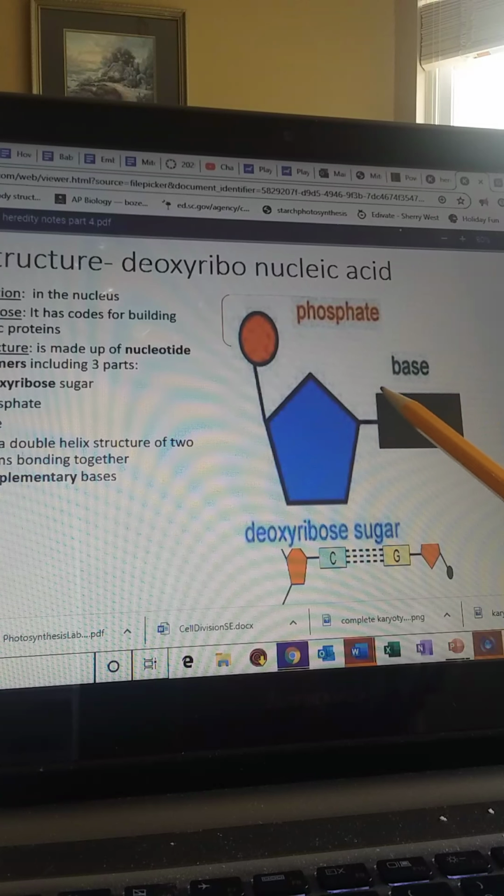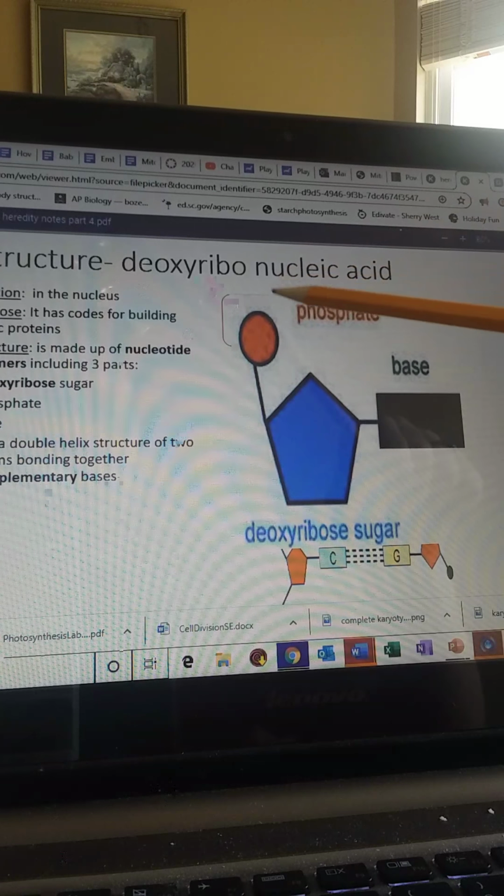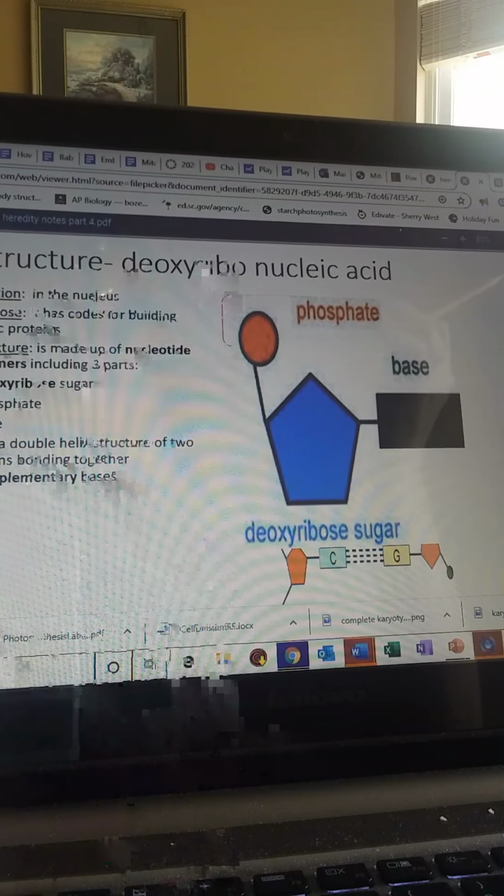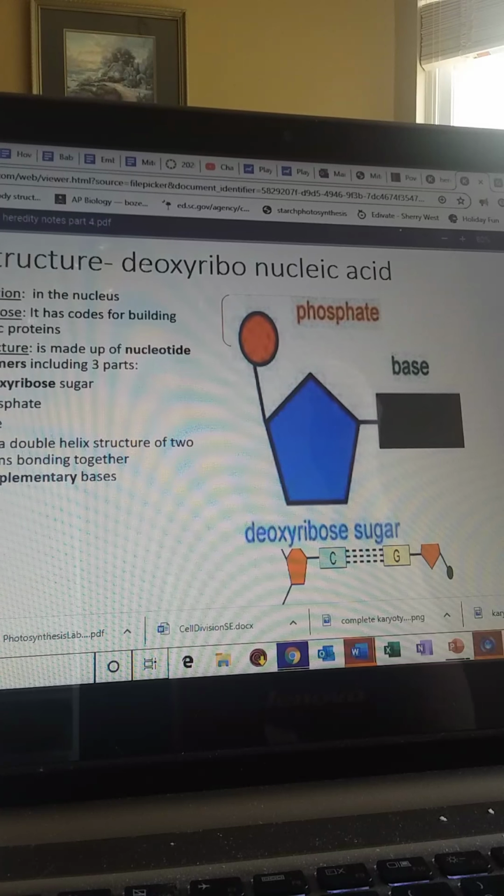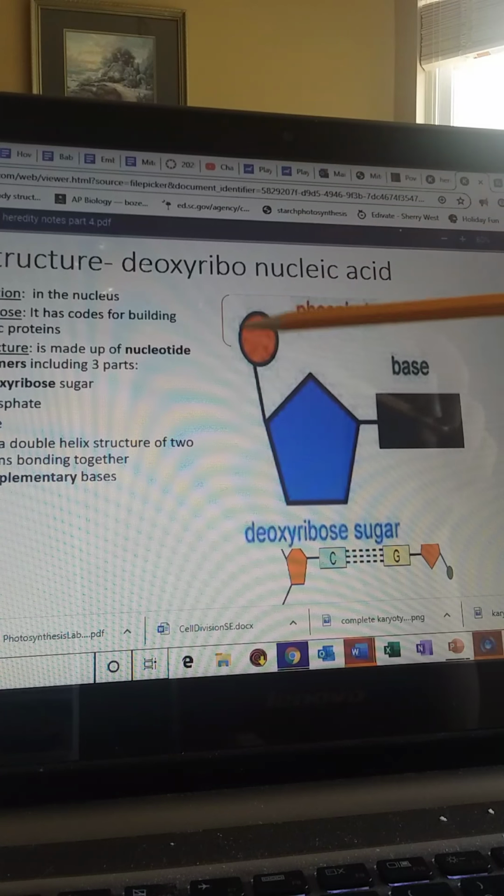Now this is kind of a generic shape here because you're about to learn that there are 4 different bases and they all have different shapes. But generically, if I were to say what are the 3 parts of a nucleotide, you need to be able to say phosphate and the sugar and the base. To me, it kind of looks like the Up House. If you watched that Disney movie, it has the little balloon attached to the house. And then we have the base here.